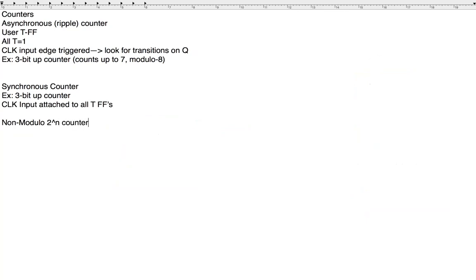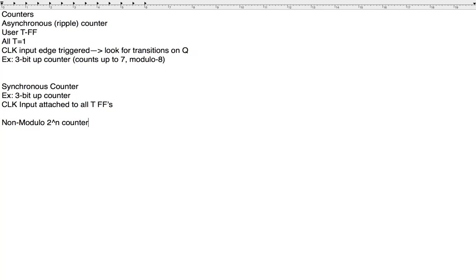Okay, so for our non-modulo 2n counter, if you think of 2n, it can count up to 2 to the n. Usually when we have a 3-bit counter, it counts 0 to 7, a 2-bit counter counts 0 to 3, a 1-bit counter counts 0 to 1. And so that's our non-modulo.